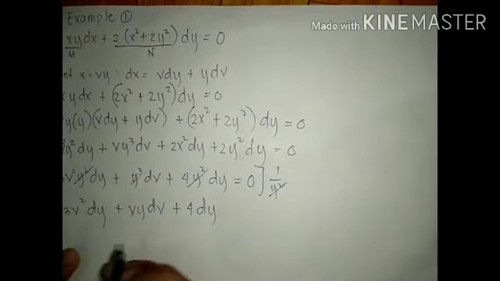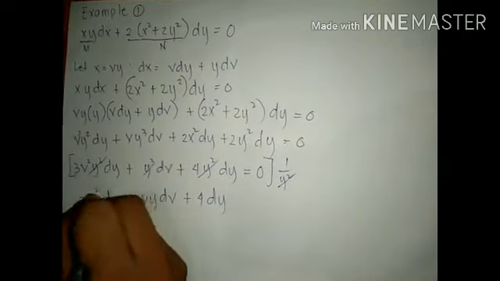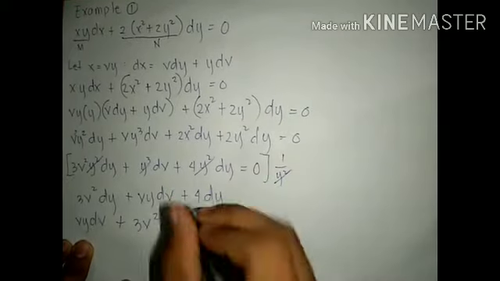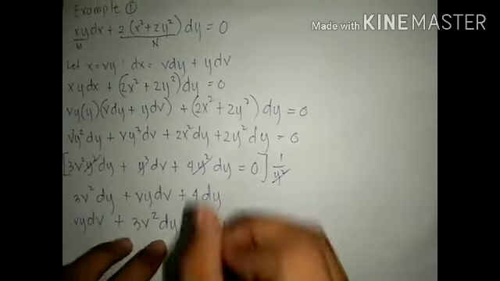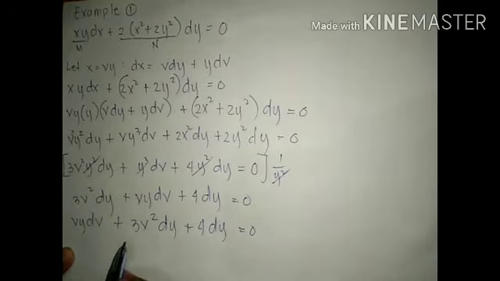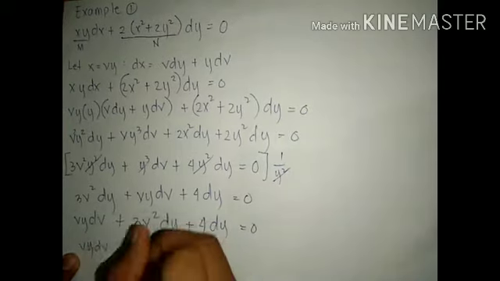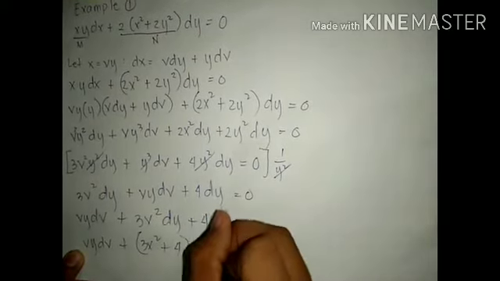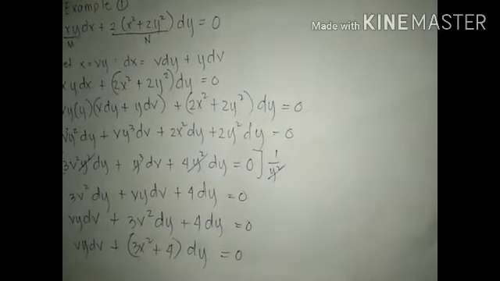Next, we rearrange. First we put the vy dv, plus 3v squared dy, plus 4 dy, equals 0. Then we combine: vy dv plus 3v squared dy plus 4 dy equals 0.